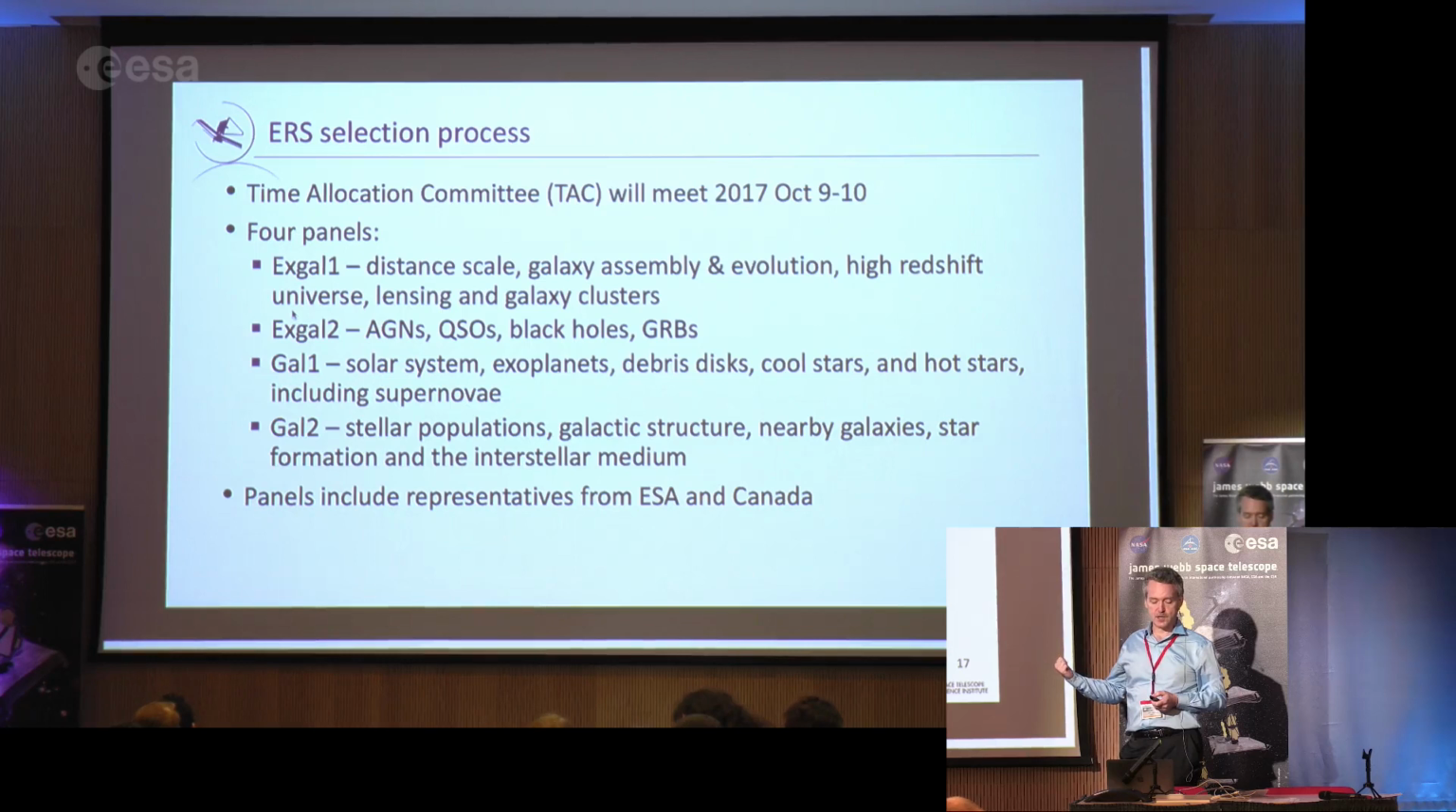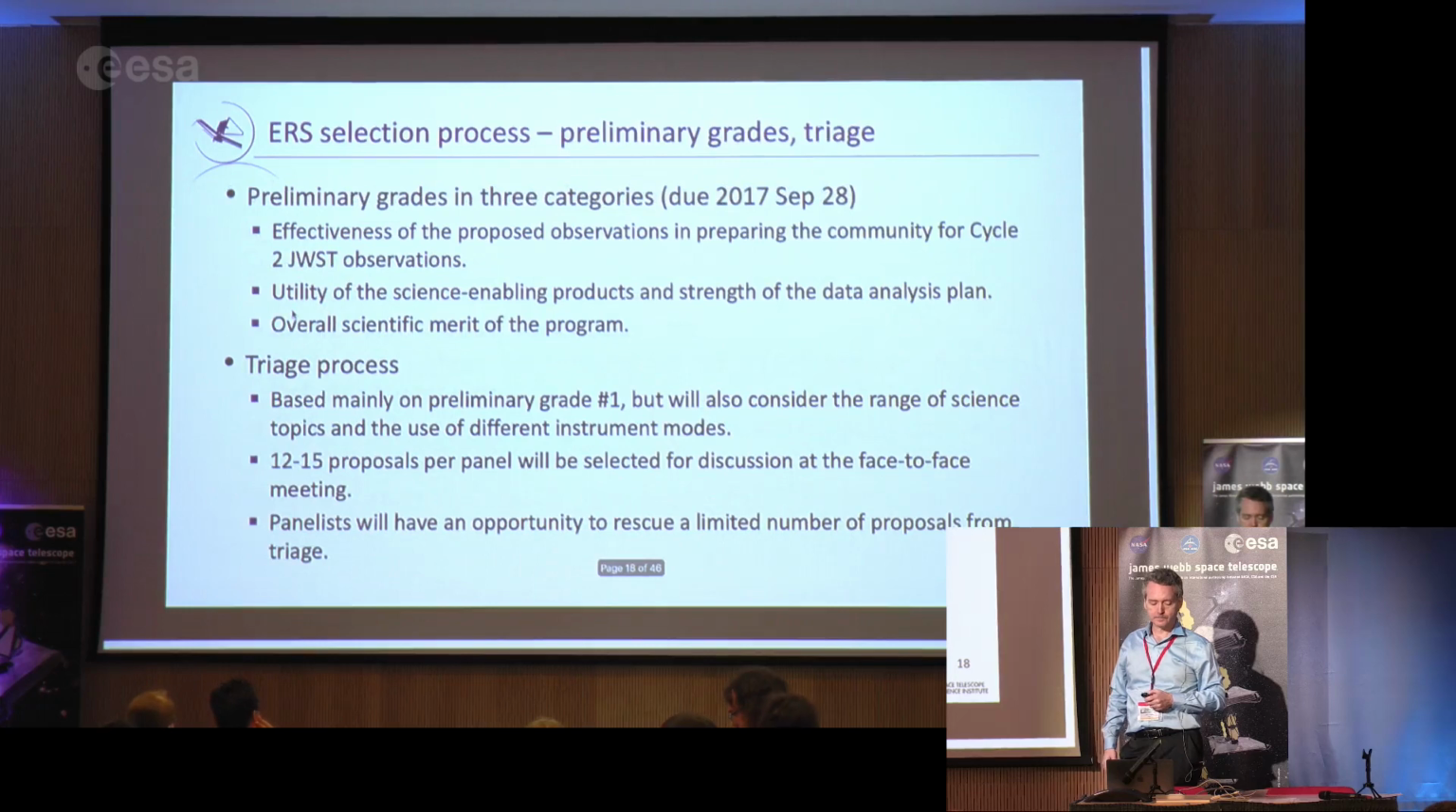As I said, the TAC is meeting. There will be 4 panels. The TAC process is kind of interesting because you have to try to guess what the TAC will be looking for when they look at your proposals. For the ERS proposals, there's 2 extragalactic panels with some subdivision of topics and 2 galactic panels with subdivisions of topics. And then there's a little bit of extra shuffling that goes on to avoid conflicts of interest. The panels have representatives from all of the collaborators in the mission, the ESA in Canada.